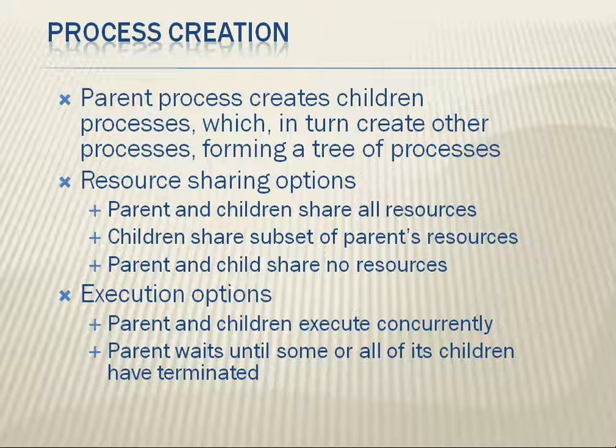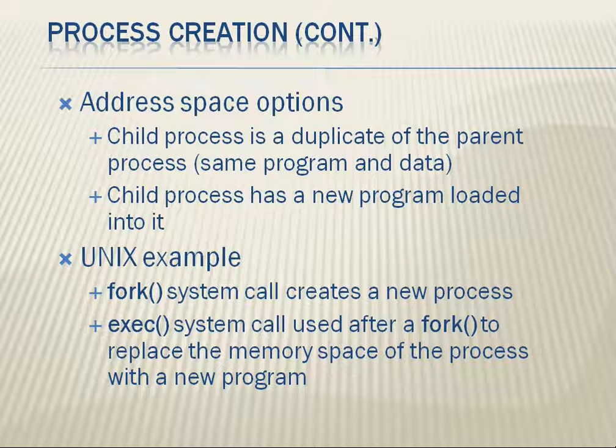We also have execution options. The first is that parent and children execute concurrently, meaning they may execute simultaneously, in parallel. The second option is that the parent waits until some or all of its children have terminated. We again have address space options. If the child process is a duplicate of the parent process, the same program and data space is shared with the child process. If the child process has a new program loaded into it, it may have a new space assigned to it.